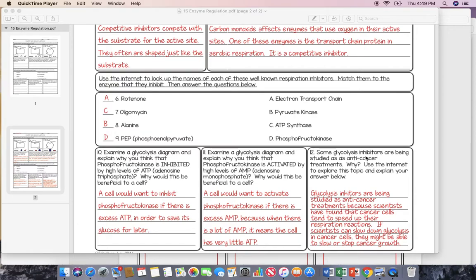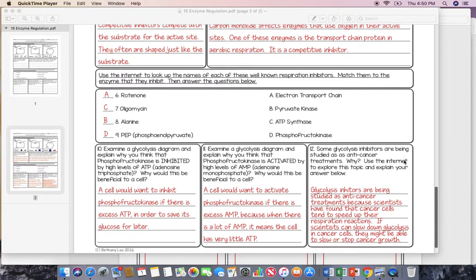Okay, examine a glycolysis diagram and explain why you think that phosphofructokinase is activated by high levels of AMP. That means low-charged batteries. If there's lots of low-charged batteries, it wants to make more, right? So a cell would want to activate phosphofructokinase if there's excess AMP, because a lot of AMP means the cell has very little ATP.